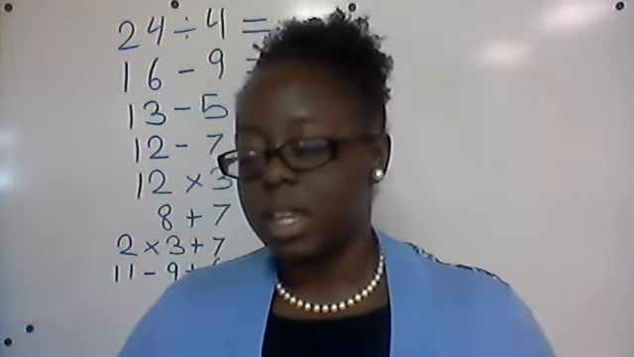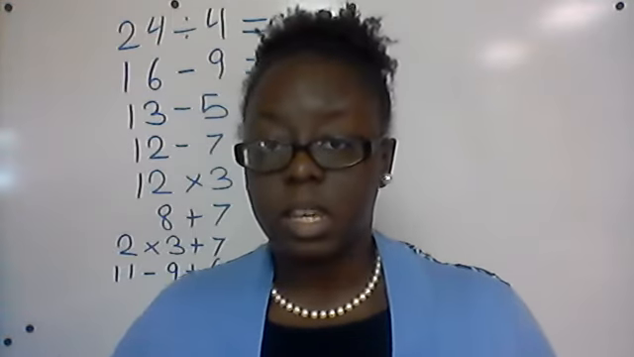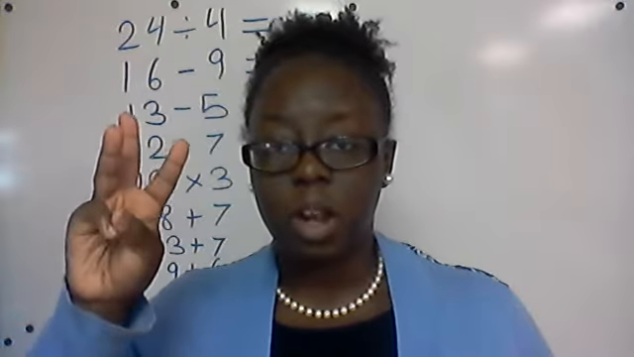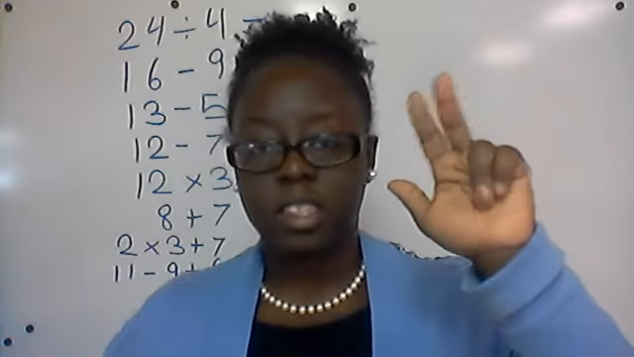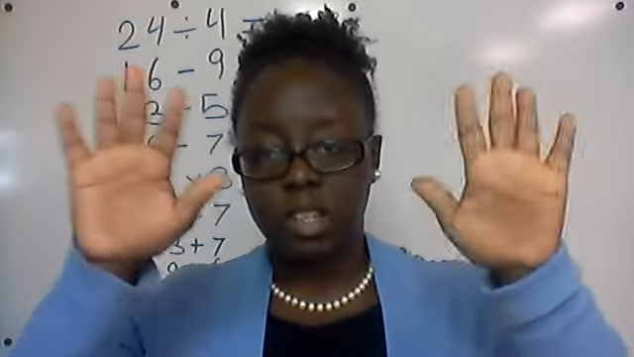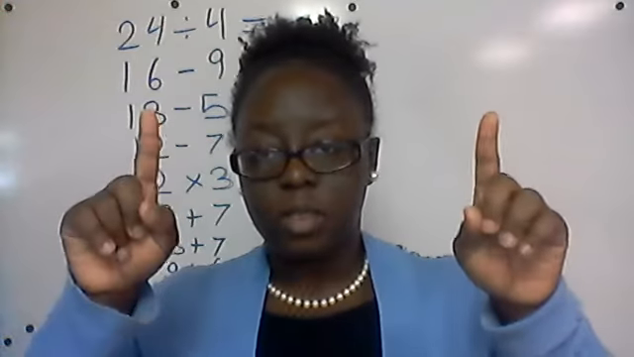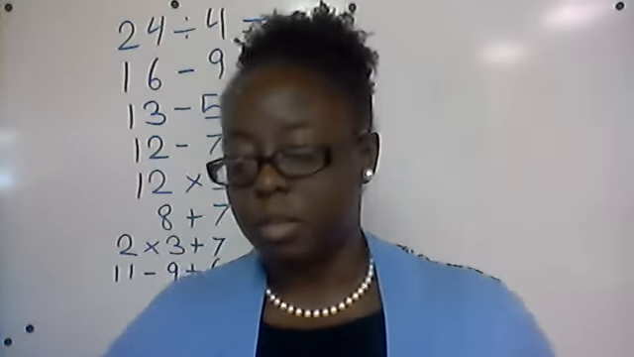And how many months in a year? There are 12 months in the year. January, February, March, April, May, June, July, August, September, October, that's 10, and then 11, November, and then 12, December.